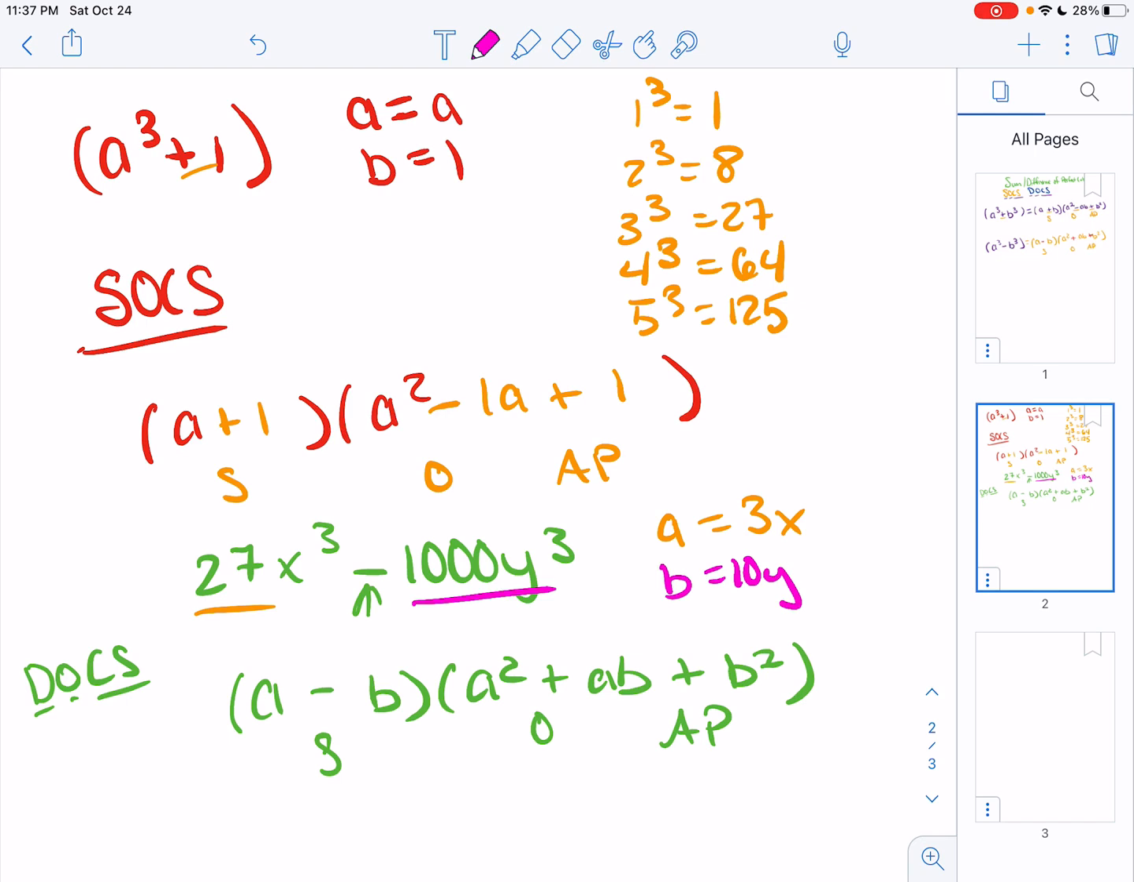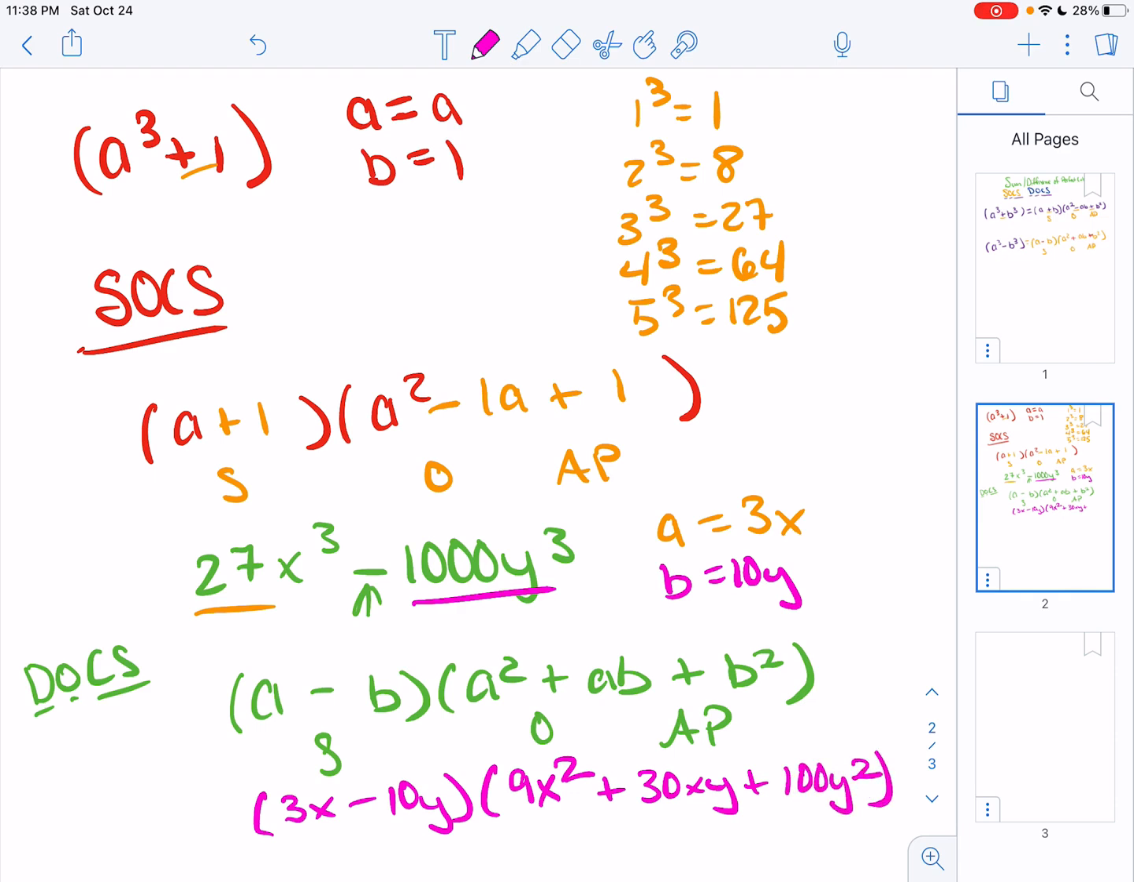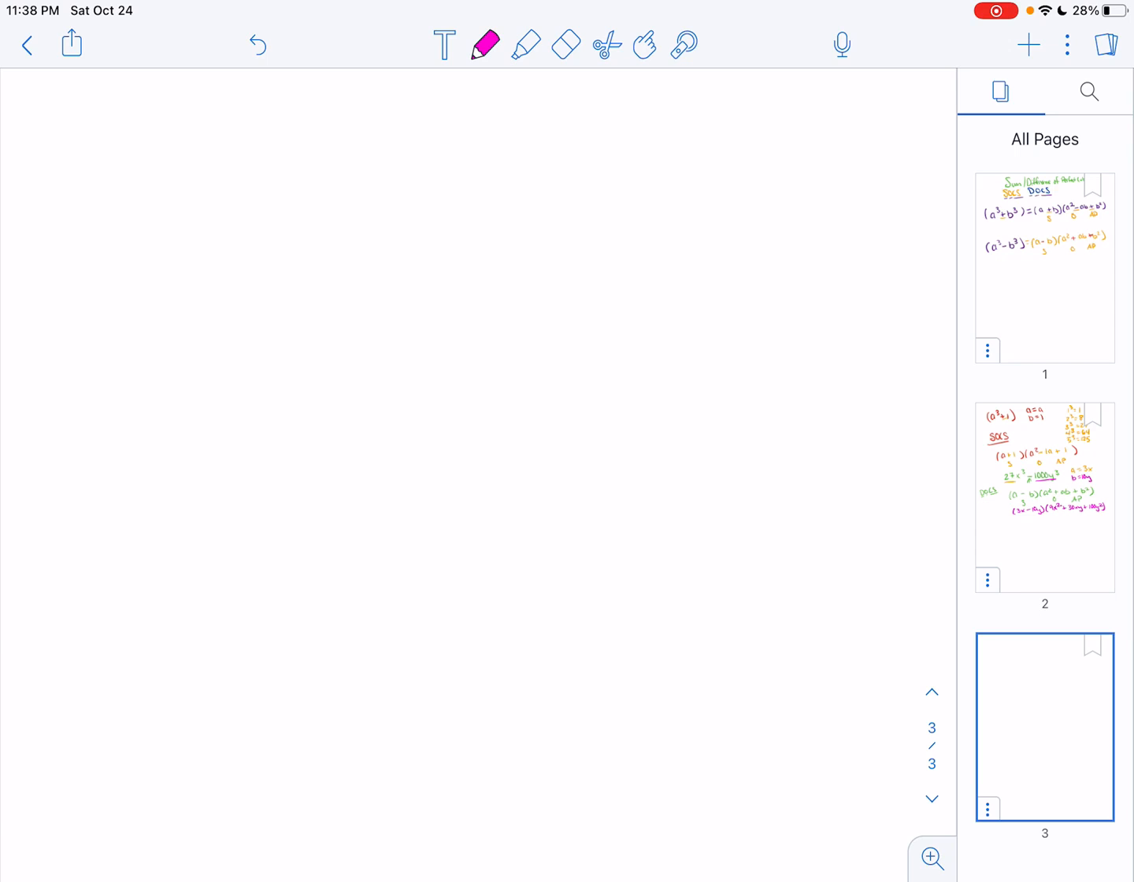I just plug into my formula now. So a is 3x minus b is 10y. Now I have a squared, so 3 squared is 9x squared, plus ab. So it's 3x times 10y, which is 30xy. And then I have b squared, so 10 squared is 100y squared.